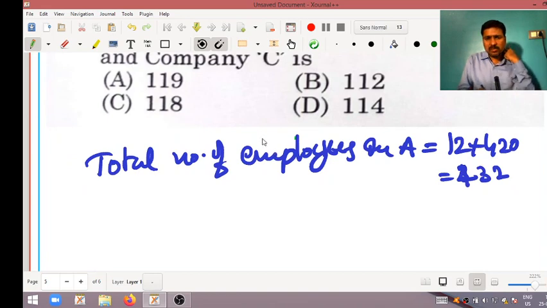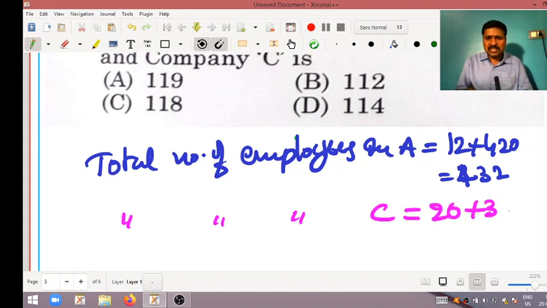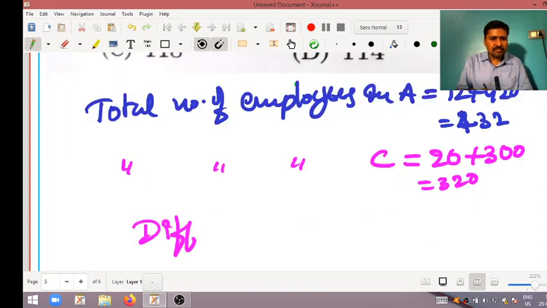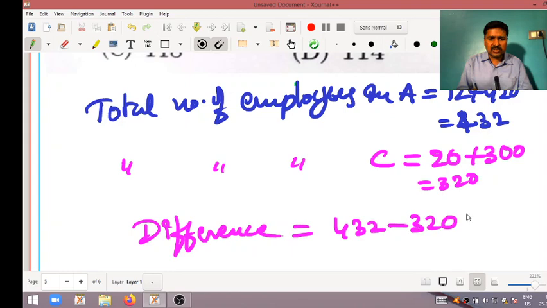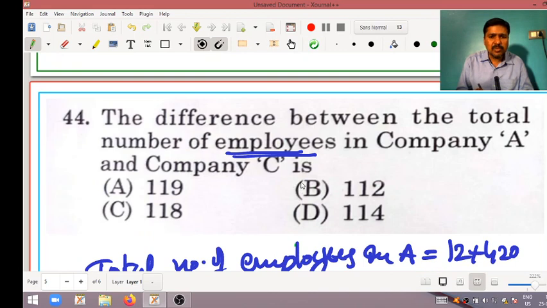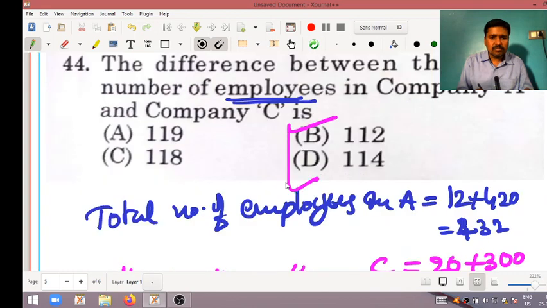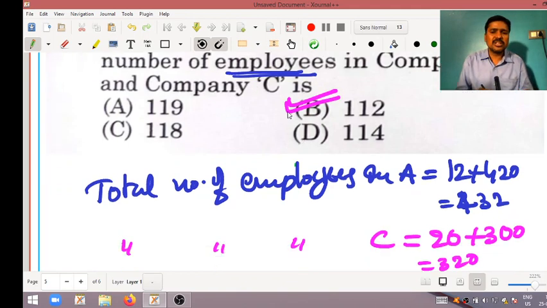Similarly, total number of employees in C is equal to 20 plus 300, that is equal to 320. So the difference is equal to 432 minus 320, which is 112. So that means B is the correct option. I hope you all understood this question. I will move on to the next question.